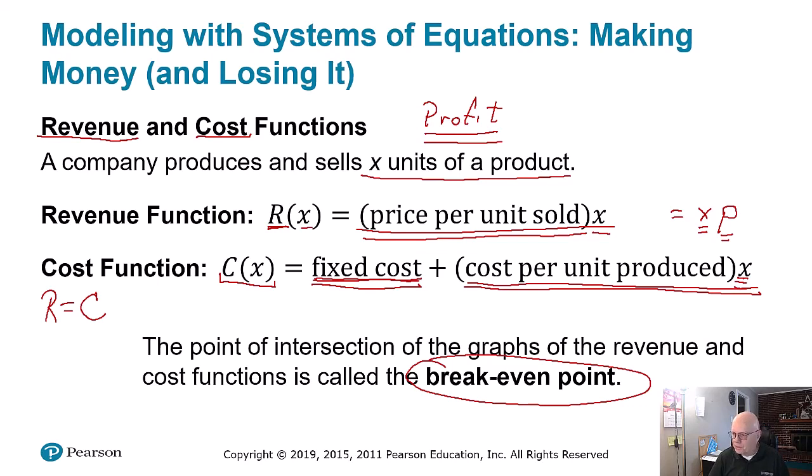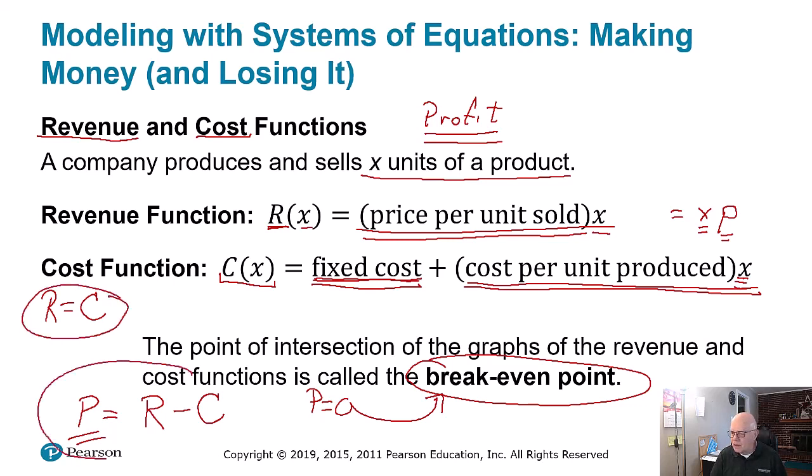Now, another formula that you might want to remember even more than that is profit. Well, how do you figure out the profit? It's the money coming in, called the revenue, minus the money going out, the total cost. That gives you your profit. And if the profit equals zero, there's your break-even point. So two different ways of thinking of breaking even. Either profit equals zero or revenue equals cost.